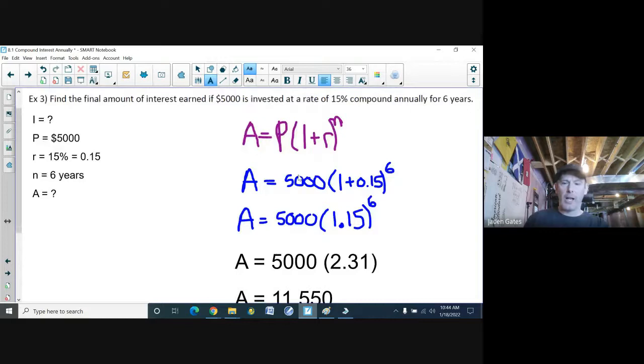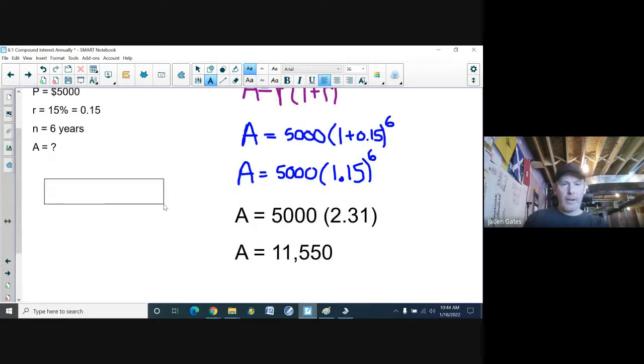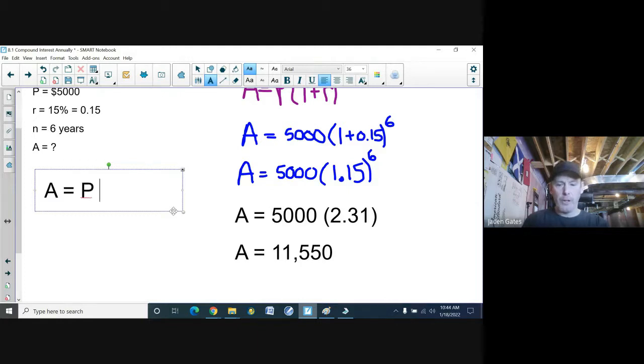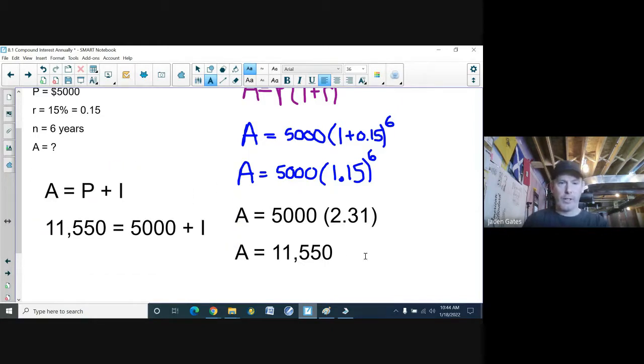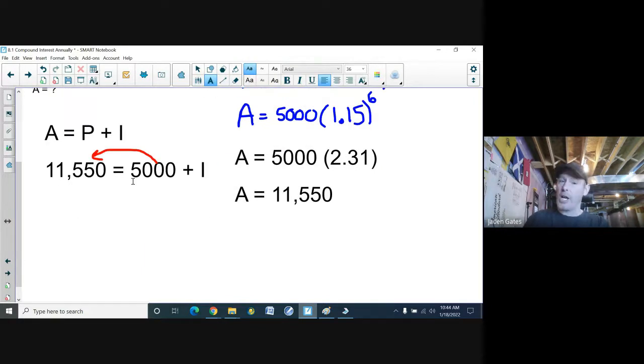It wants to know the final amount of interest. And again, your accumulated amount is the result of taking your principal plus the interest that you've made when you're investing. So if I take my $11,550 for my accumulated amount, I invested $5,000. Well, the remainder of that is interest. So I am going to solve this equation by just moving that $5,000 over to the other side of the equation, which of course means if it changes sides, it changes sign.